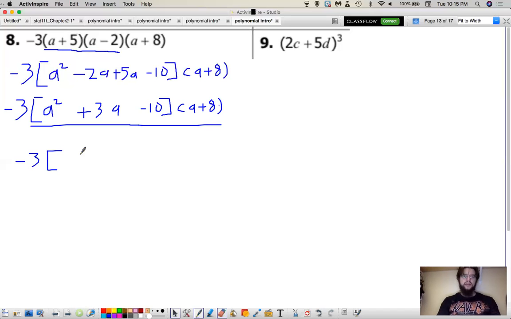A squared times a cubed. A squared times 8, 8a squared. 3a times a, 3a squared. 3a times 8, 24a. -10 times a, -10a. -10 times 8, -80. Close my bracket. Combine like terms. Then distribute the -3.